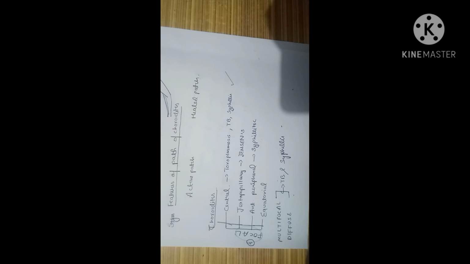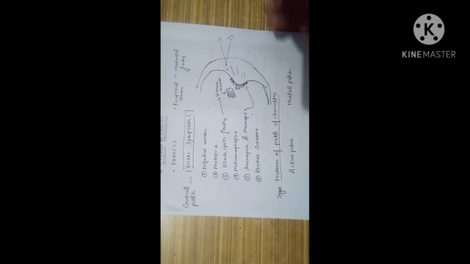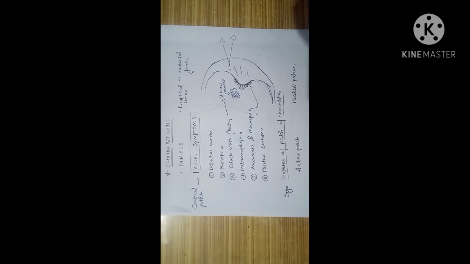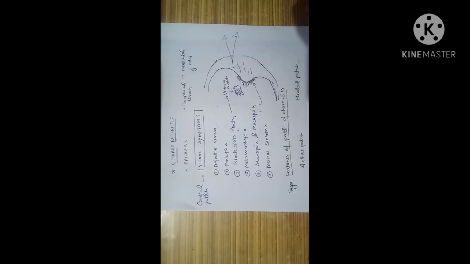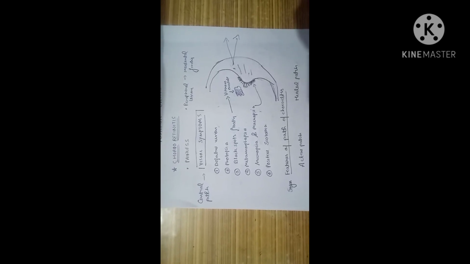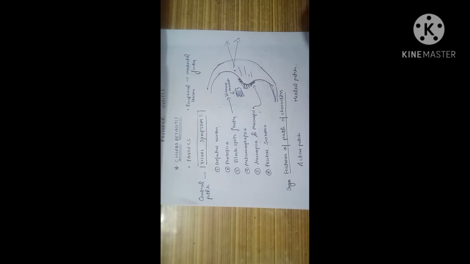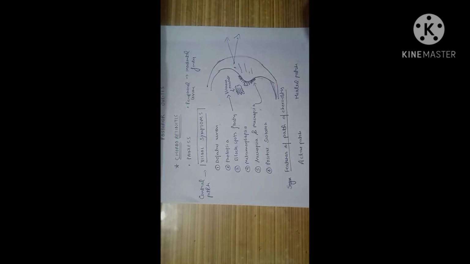In the treatment of posterior uveitis, we go for systemic steroids and periocular steroids. As in the case of intermediate uveitis, we can go for immunosuppressive agents, and later on we can go for specific treatment if the cause is known. This is what posterior uveitis is.